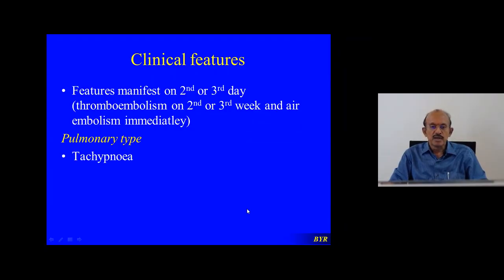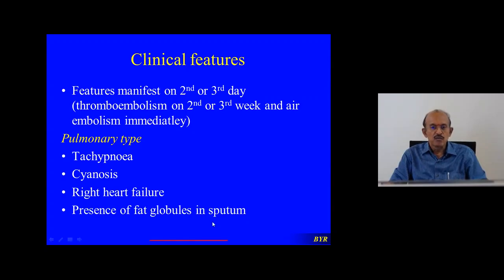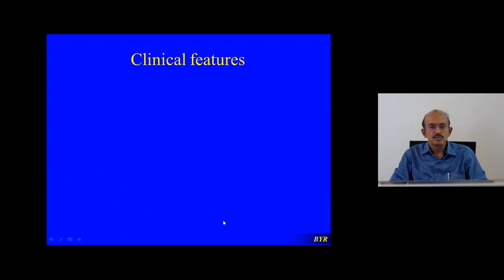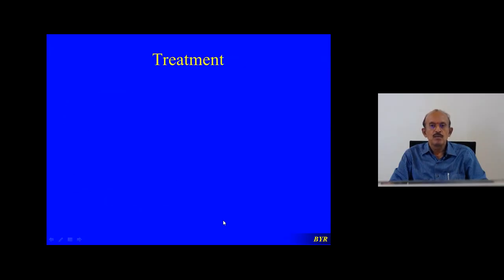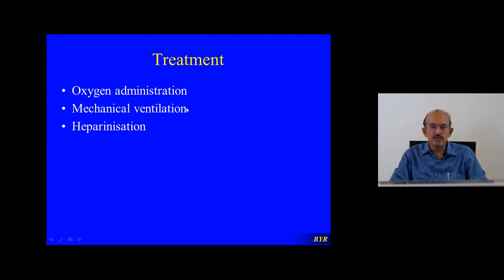In fat embolism of the pulmonary type, there is tachypnea, cyanosis, right heart failure, and presence of fat globules in the sputum. In the cerebral type, the patient will have disorientation, drowsiness, coma, pyrexia, retinal hemorrhage, petechial hemorrhages. Treatment of fat embolism: oxygen administration, mechanical ventilation. These two are a must for any case of air embolism. Heparinization, low molecular dextran.